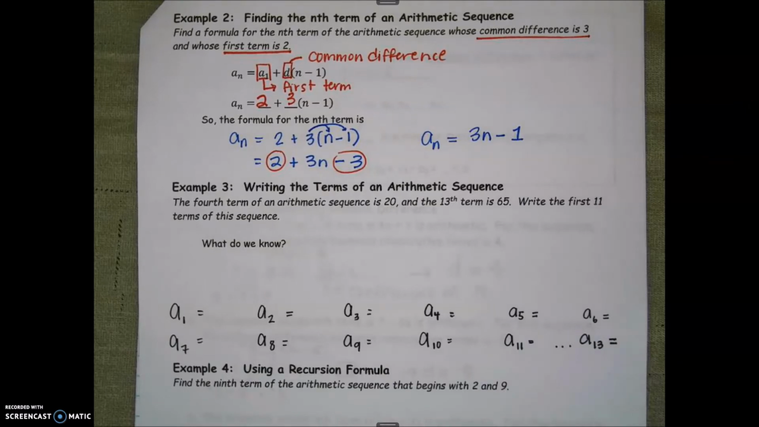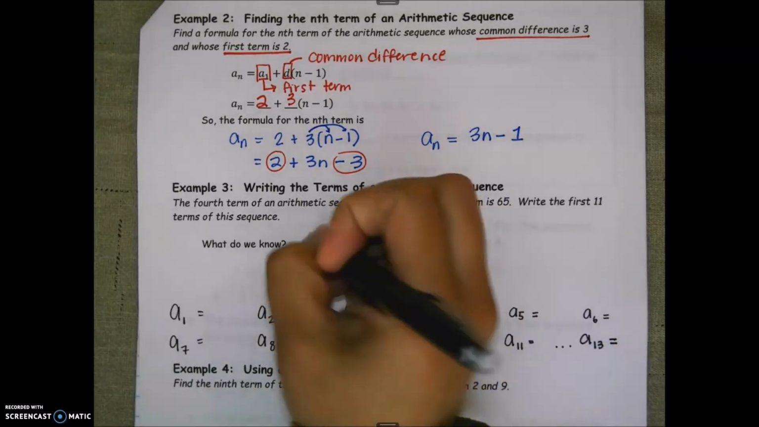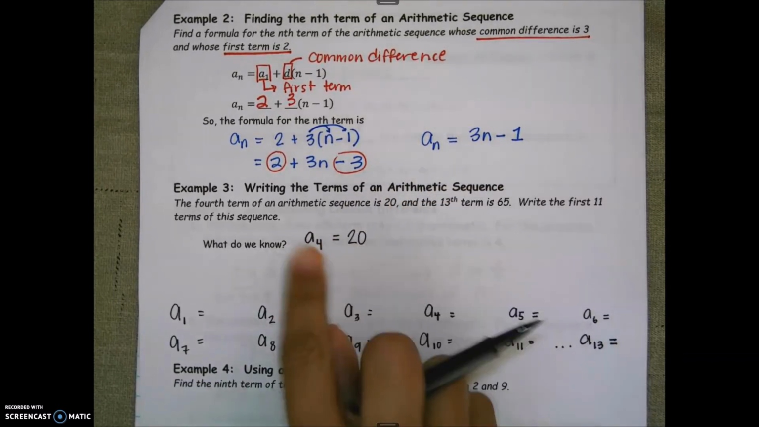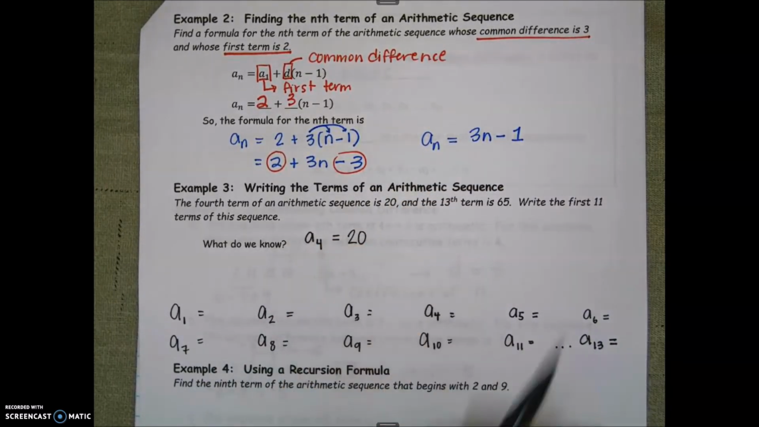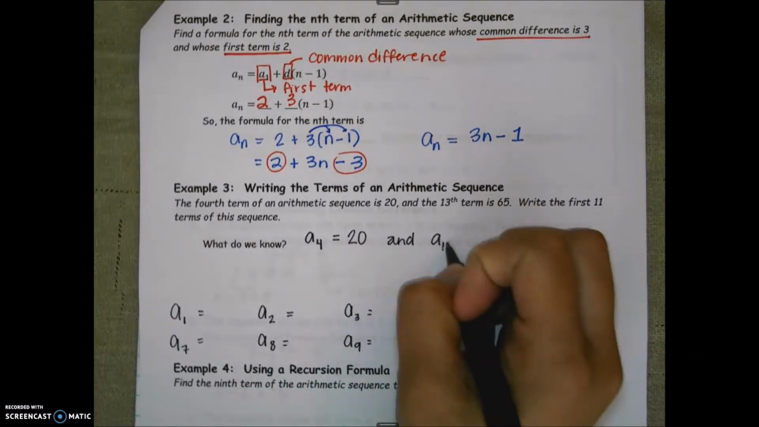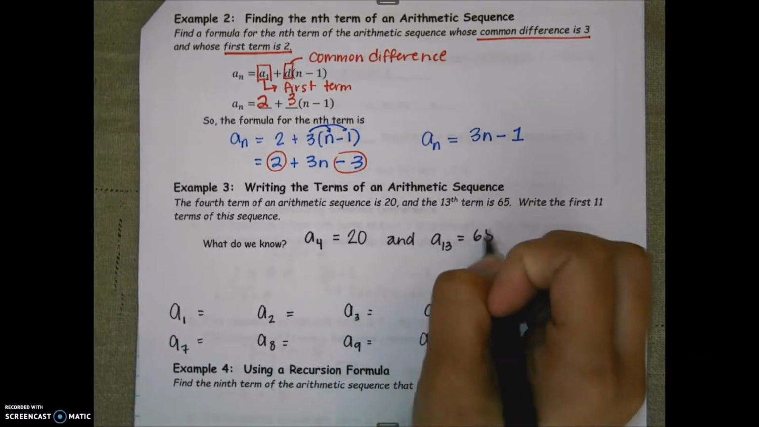Example number 3, writing the terms of an arithmetic sequence. The fourth term of an arithmetic sequence is 20, and the 13th term is 65. Write the first 11 terms of this sequence. All right, so first things first, what do we know? Well, we know, according to what's written here, that a sub 4 is equal to 20. The fourth term is 20. We also know that the 13th term, or a sub 13, is 65.